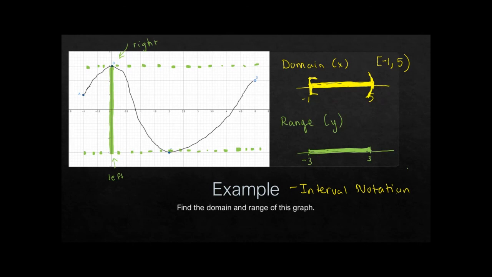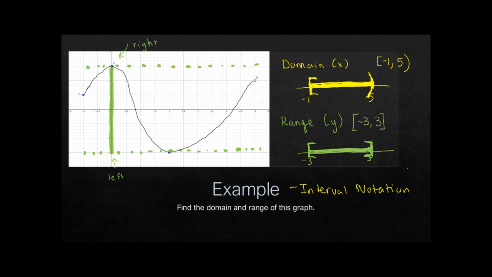Now, at our lowest point, I have a closed circle, so that means that's included, so that's a bracket. And then at the highest point, it's a closed circle, so that means it's included, so that is also a bracket. So here, I'm including the endpoints, and I have a bracket on either end. And this puts my range at -3 to 3.